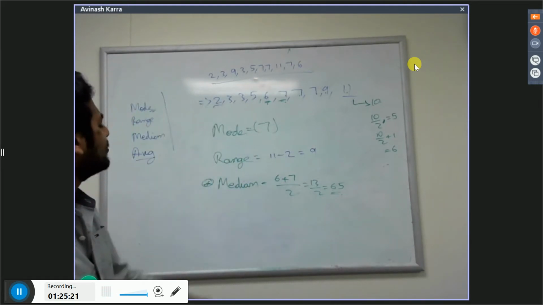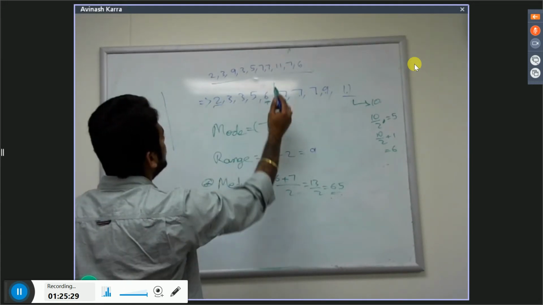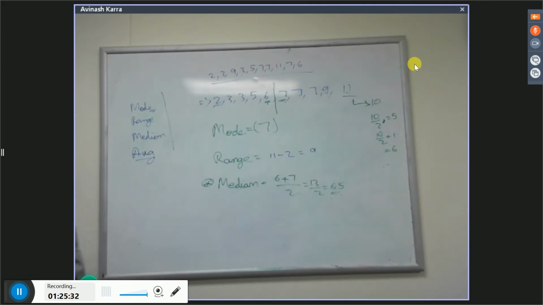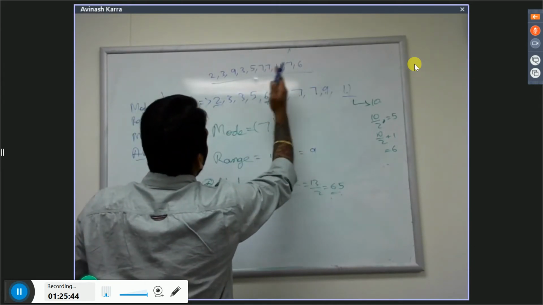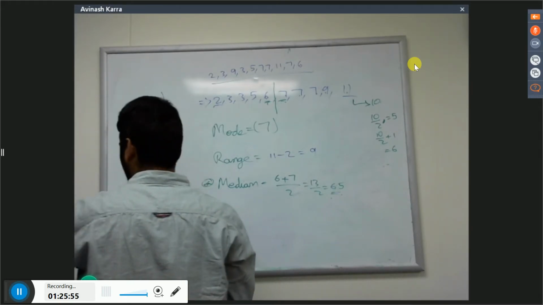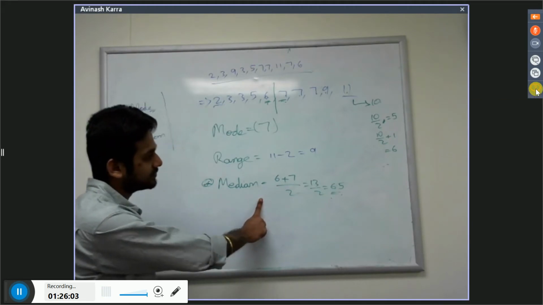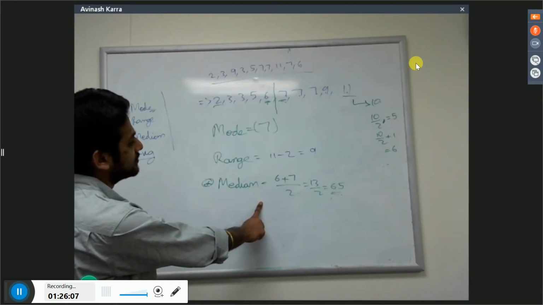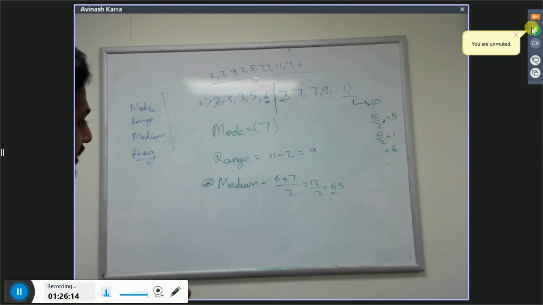6.5 is the median. Actually, what is a median? Median is nothing but it divides the sequence into 2 equal parts. Okay? Median is what divides the sequence into 2 equal parts. Understood? I hope you guys understood median, right? Or you want me to explain again?